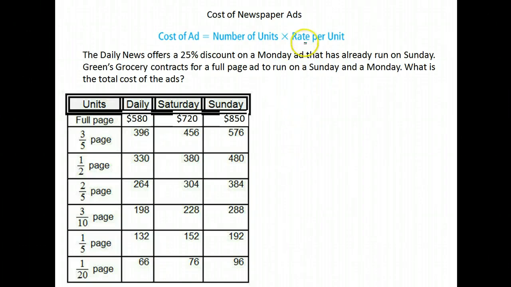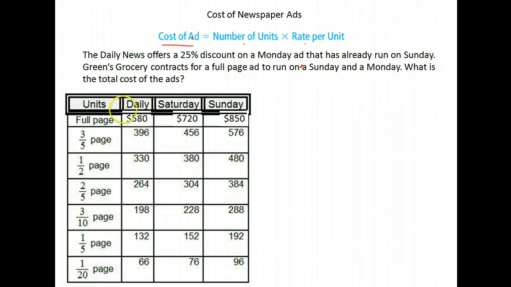Alright, in these examples we're going to talk about the cost of advertising in a newspaper. Now, the cost of an ad, the equation they give is the cost of the ad is equal to the number of units times the rate per unit. A number of units means the number of days you'll be running it at that cost. So the number of weekdays, the number of Saturdays, the number of Sundays. Okay, and then you'll have a rate per unit.